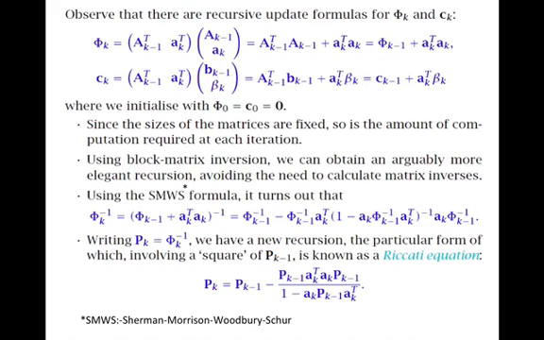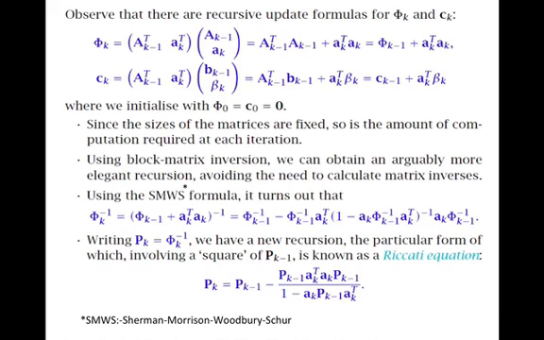Using block matrix inversion, we can obtain an arguably more elegant recursion, avoiding the need to calculate matrix inverses. Using the Sherman-Morrison-Woodbury-Schur, that is SMWS, formula, it turns out that phi k inverse, which is phi k minus 1 plus ak bar T into ak whole inverse, is equal to phi k minus 1 inverse minus phi k minus 1 inverse into ak bar T into 1 minus ak phi k minus 1 inverse into ak bar T whole inverse, ak phi k minus 1 inverse.